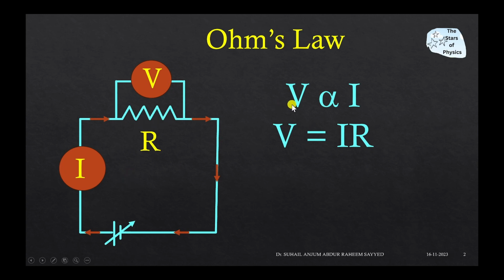Then according to Ohm's law, we have V is directly proportional to I. That means voltage across this resistance is directly proportional to current flowing through this resistance. So if the proportionality constant, we will take it as a capital R. Therefore, we get V is equal to I into R. So here, if we increase R, then I will decrease. And if we decrease R, then I will increase.